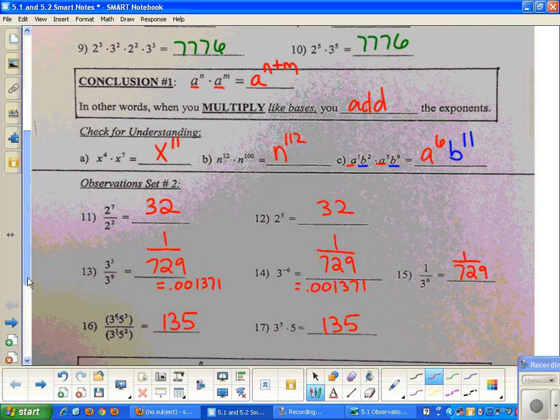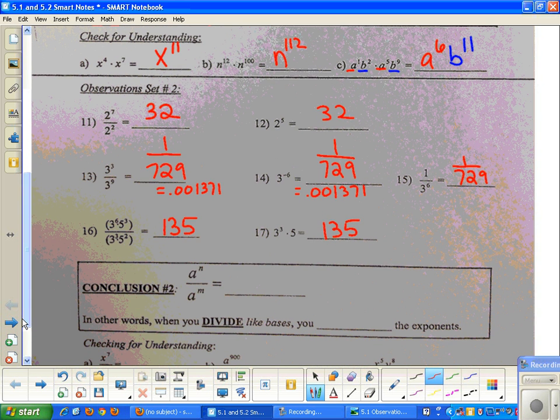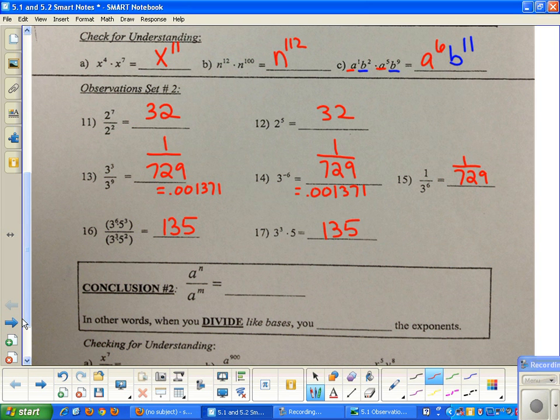Now for the second observational set, notice that we are dividing our like bases. For the first one, 2 to the 7th divided by 2 squared gives us 32, which is the same thing as 2 to the 5th. And when we're doing these, always leave your answers in fraction form. So the conclusion you should have come up with is, when you're dividing a to the n by a to the m power, you subtract the exponents. So this would be a to the n minus m.